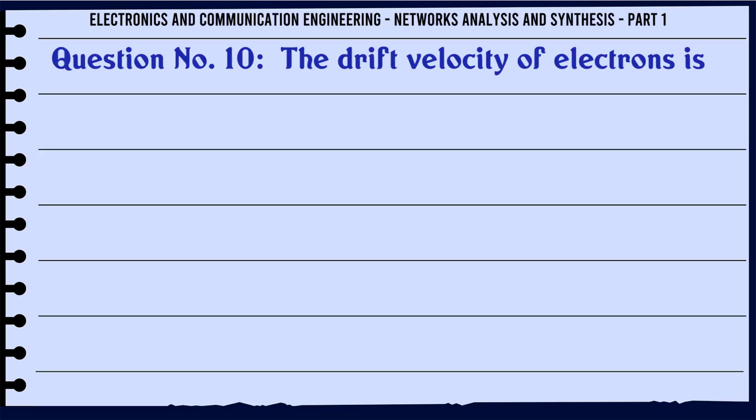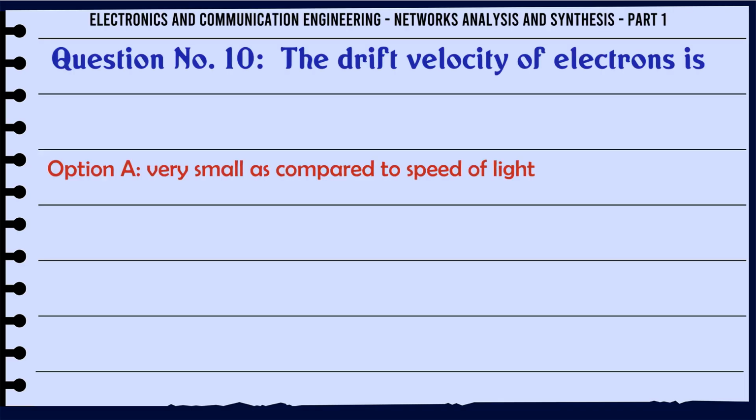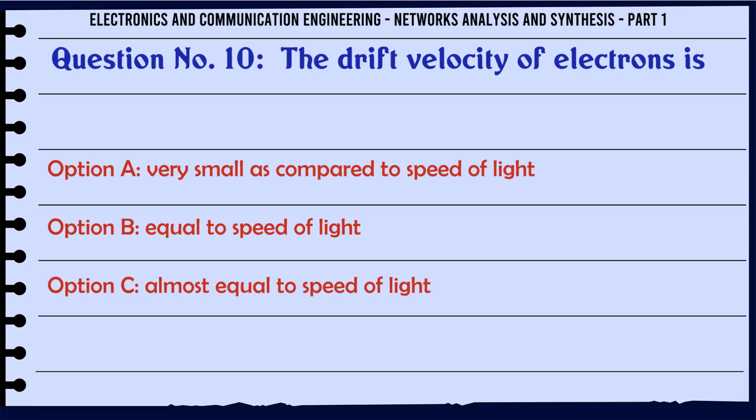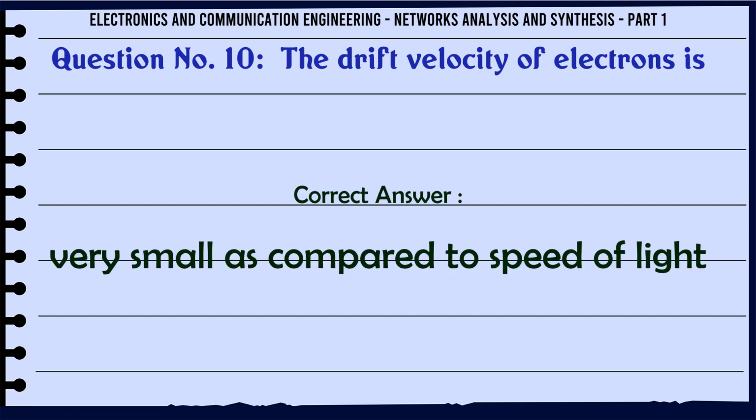The drift velocity of electrons is A. very small as compared to speed of light, B. equal to speed of light, C. almost equal to speed of light, D. half the speed of light. The correct answer is very small as compared to speed of light.